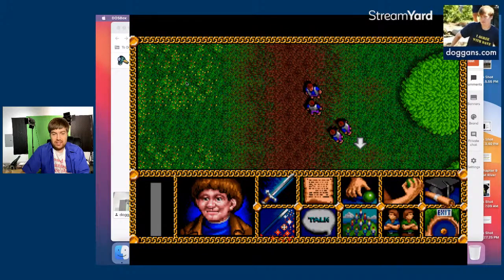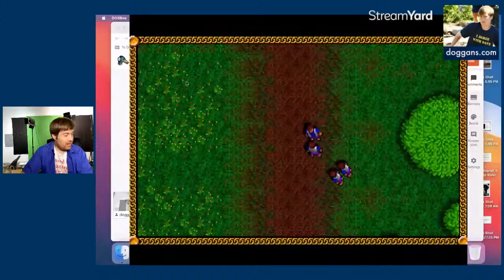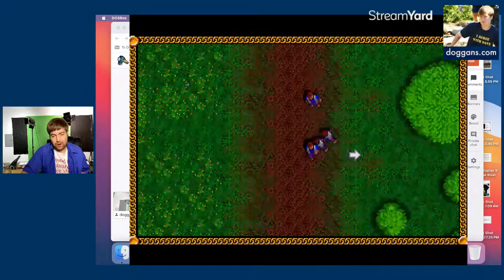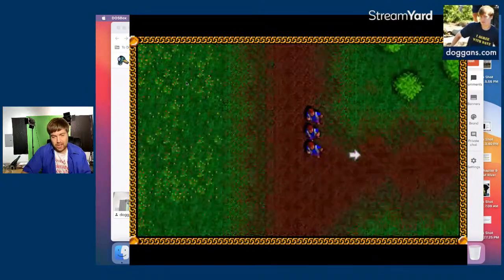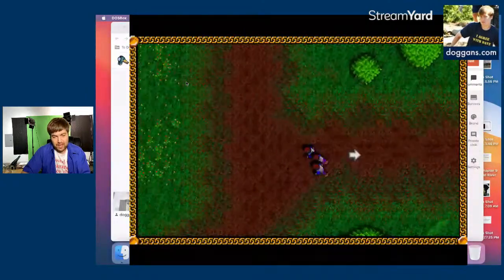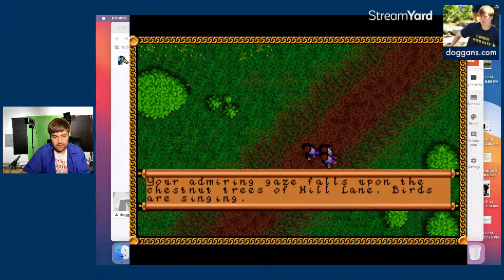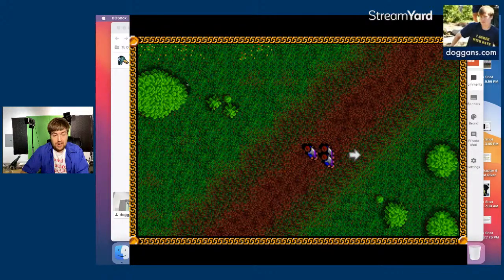There were so many, like it's wild that they had room for unnamed hobbits when there are so many named hobbits to pull from. Now I know ultimately our goal is east, but let's explore the Shire a little more. Your admiring gaze falls upon the chestnut trees of Hill Lane. Birds are singing.